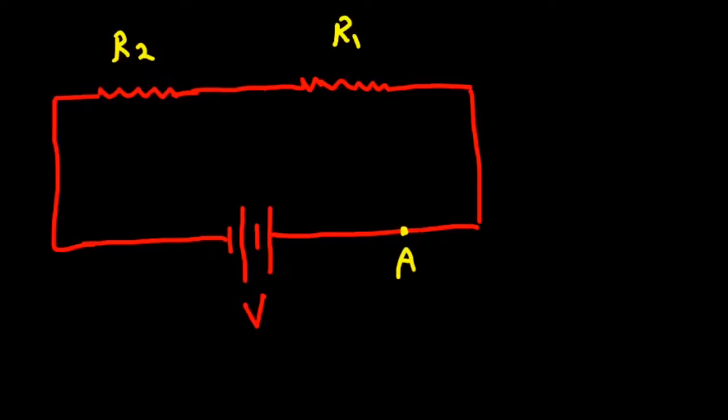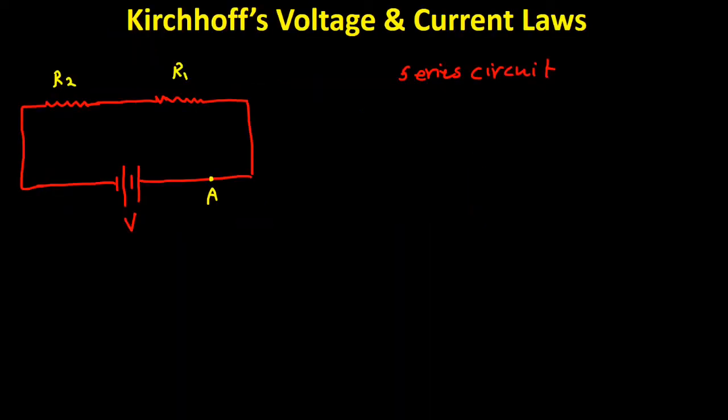According to the law of conservation of energy, the energy of this charge particle at point A at the end of its journey should be equal to its energy in the beginning of its journey. What does it mean? It means we don't have any change of voltage. So delta V should be equal to 0. Or I can say the sum of voltage in one loop should be equal to 0. Sigma V equals 0.